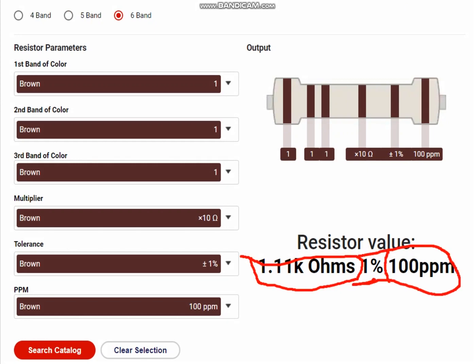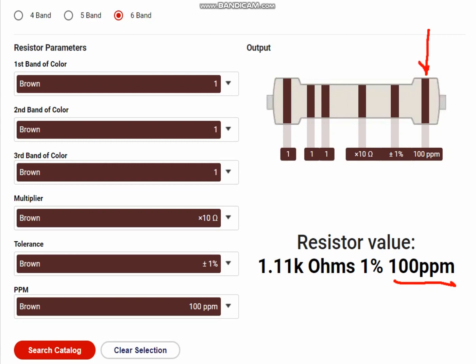So what is the ppm? Specifying the tolerance is done through the parts per million specification. This is a specification which states how many parts a component may vary per million units. So when dealing with resistance, it shows how many ohms of resistance a resistor may vary per million ohms of resistance.